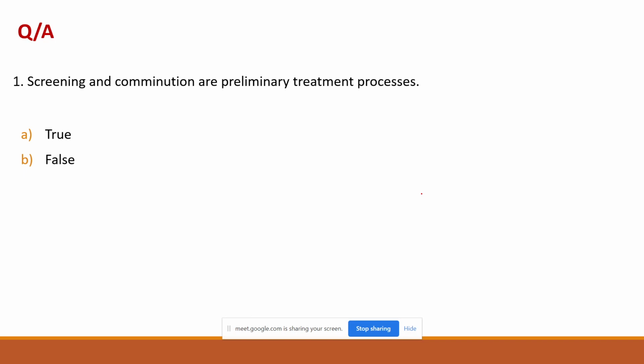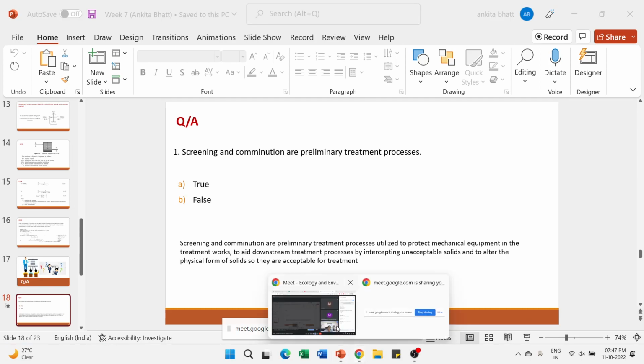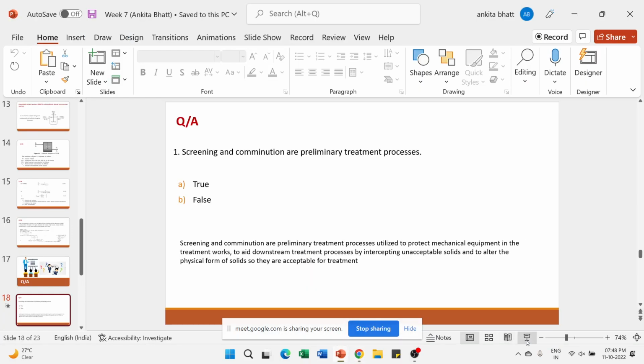There are 4 to 5 questions. Screening and comminutors are preliminary treatment processes. These are based upon your basic concept of wastewater treatment. When we talk about screening and comminutors, will these come under preliminary treatment or not? You have to identify whether this is true or false. I'll see if anybody of you is replying. So screening and comminutors, fine, one student has answered, so that is correct.